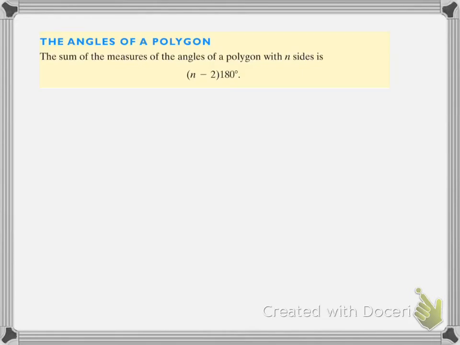Here's another fact. The sum of the measures of the angles of a polygon with n sides is n minus 2 times 180. So for example, I'm going to draw a random five-sided figure right there. Okay? So if I added up all these angles, let's call them angles 1, 2, 3, 4, and 5.